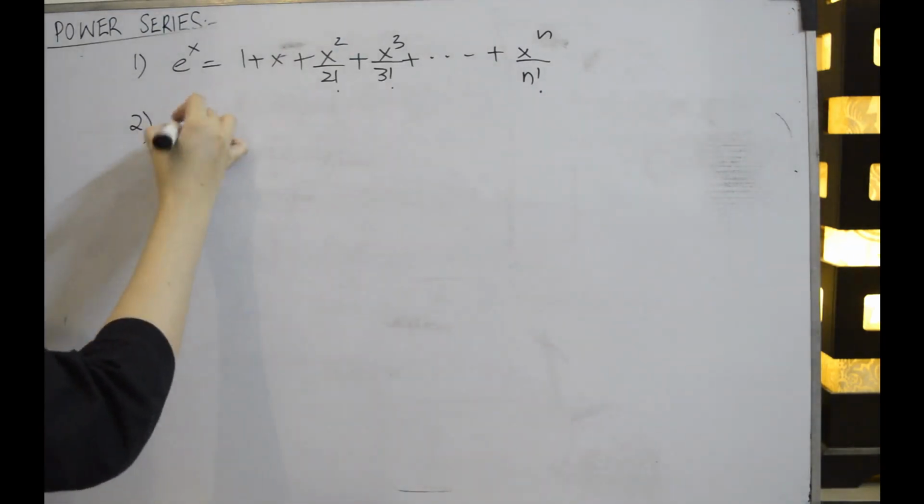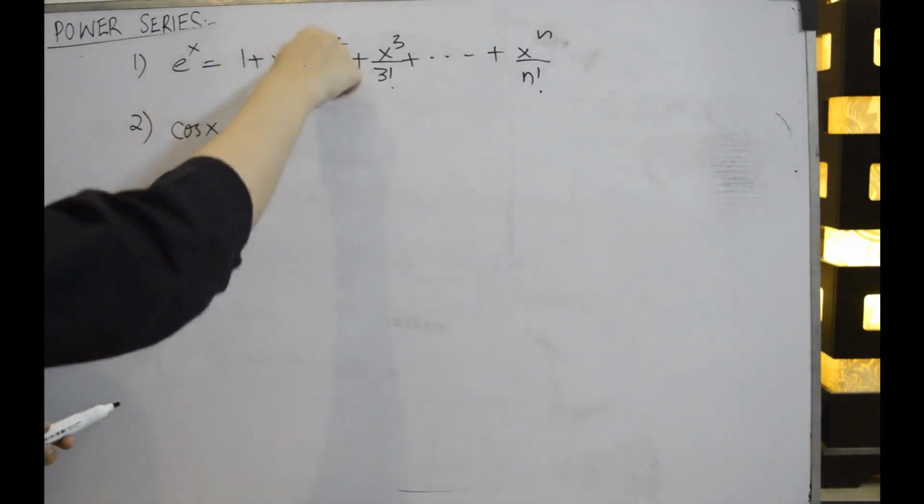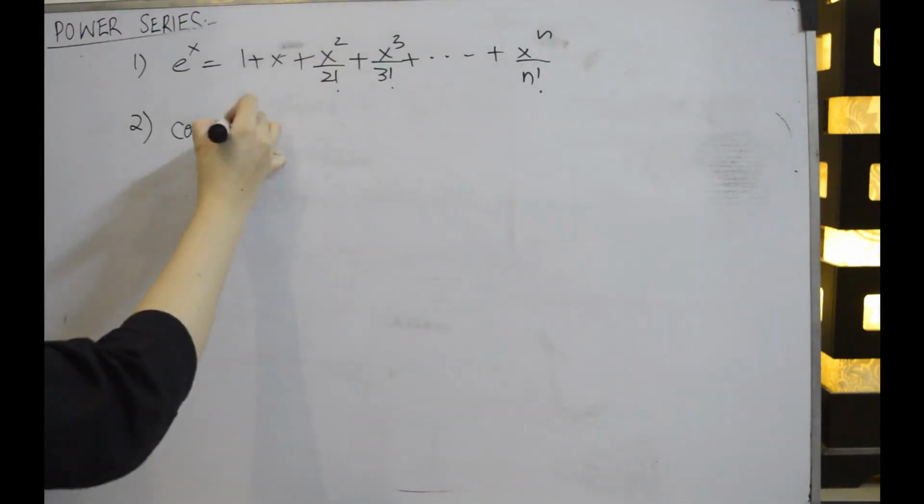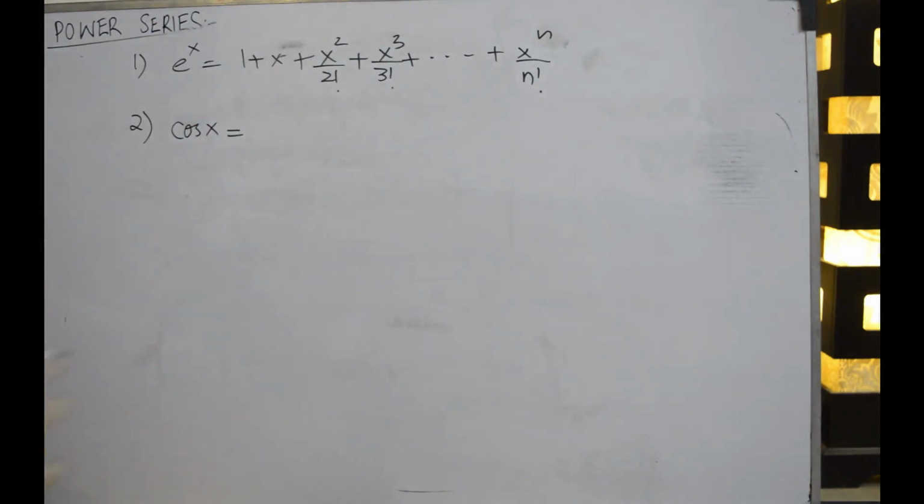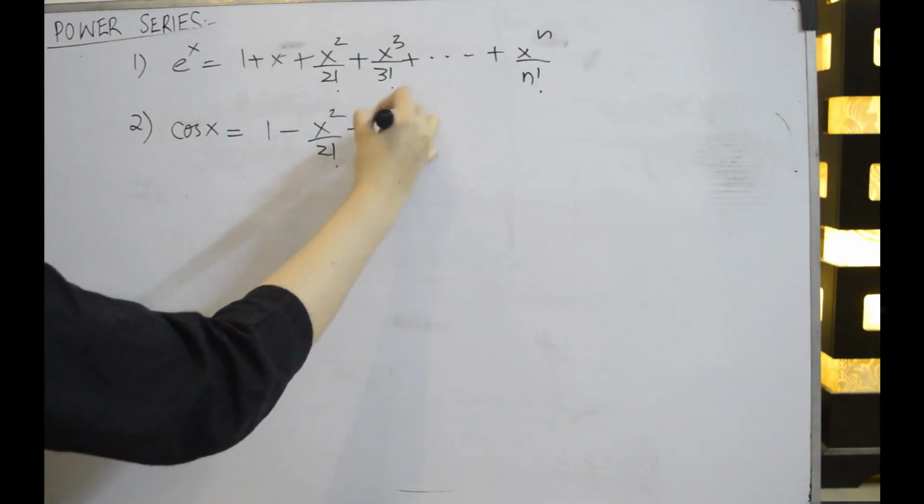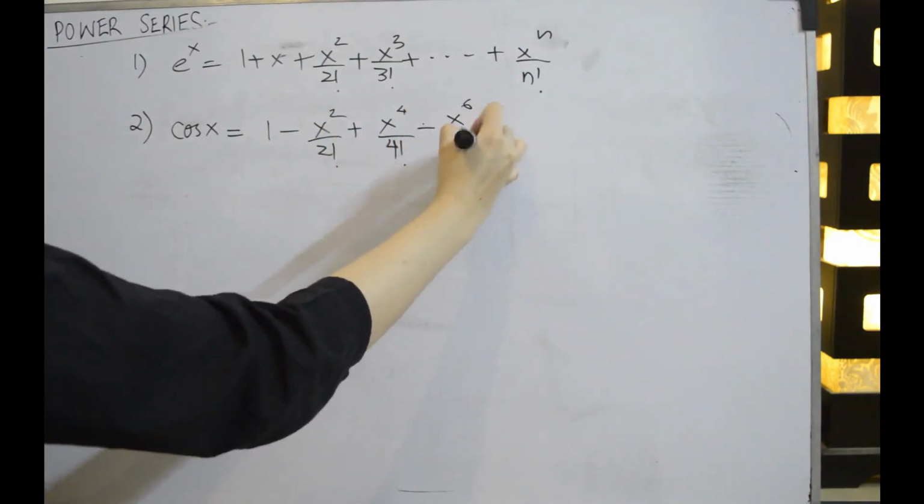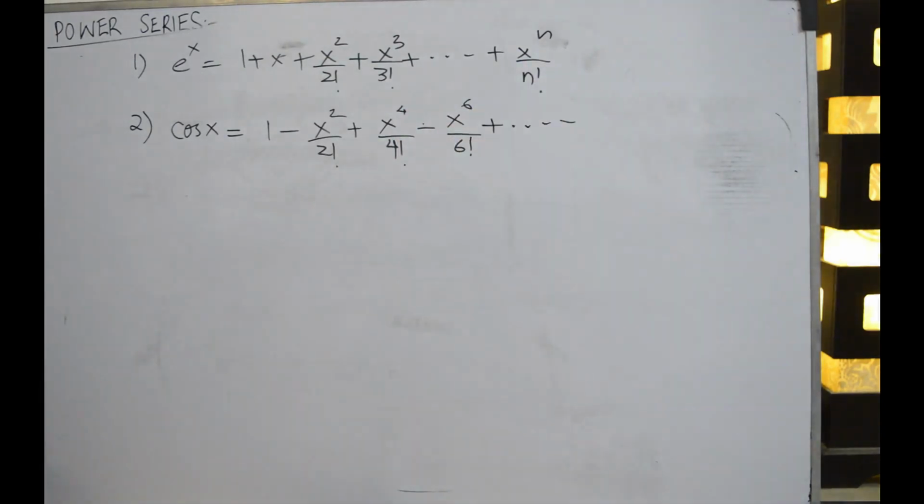Second one is the cos x series. Remember that from these terms, if you take all the even terms, like first and third and all these terms, they will be alternating. So with alternating signs, that will be the series of cos x: 1 minus x square by 2 factorial plus x to the power 4 by 4 factorial minus x to the power 6 by 6 factorial and so on. This is the general series of cos x.